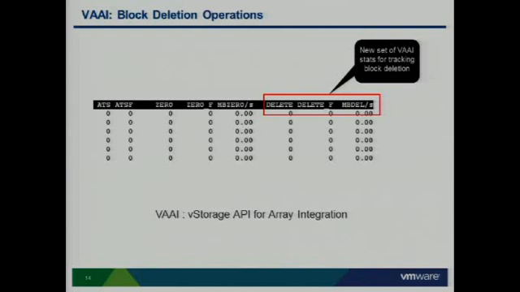For instance, if it wants to write zeros for a 10 gig block, instead of writing zeros for the entire 10 gig block from the ESX, it can go and tell the array, write 10 gig from this block number to this block number, and the array will do it in the backend. So this basically saves I/O traffic on your fiber channel adapter. So this is pretty cool.